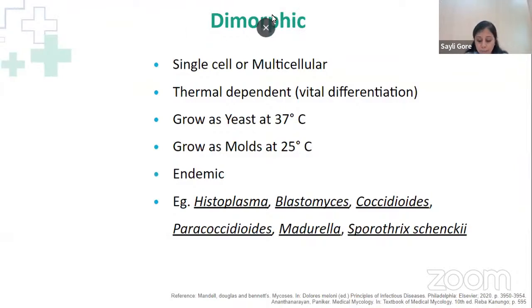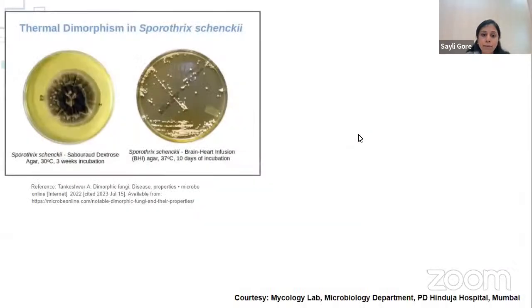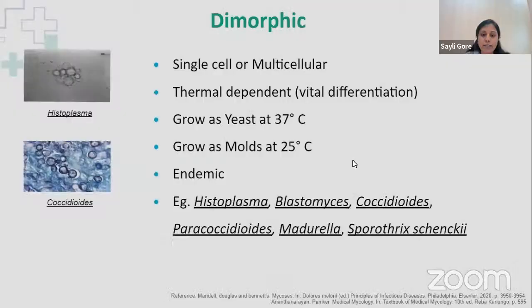Coming to the third type, dimorphic fungi, they are temperature dependent, which is a vital differentiating characteristic between the two. Dimorphic fungi grow as both yeast and molds. They grow as yeast at 37 degrees Celsius and molds at 25 degrees Celsius, and they're usually endemic. Examples are Histoplasma, Blastomyces, Coccidioides, Paracoccidioides or Sporothrix. They change their structure from one form to the other during tissue invasion.